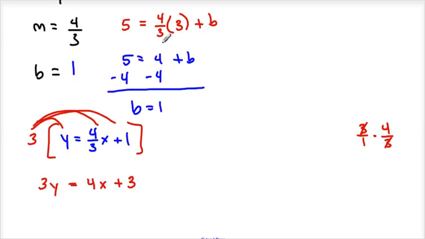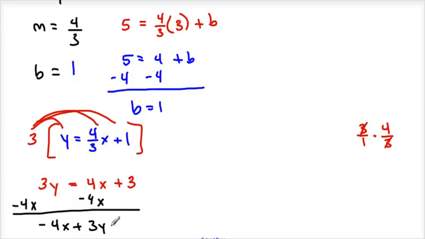Almost there. Next step. Are my x's and y's on the same side? No? What do I do? Subtract 4x from both sides. And I have negative 4x plus 3y equals 3. One more step. Multiply everything by negative 1. Excellent. All it does is change the signs of each number. So positive 4x minus 3y equals negative 3.